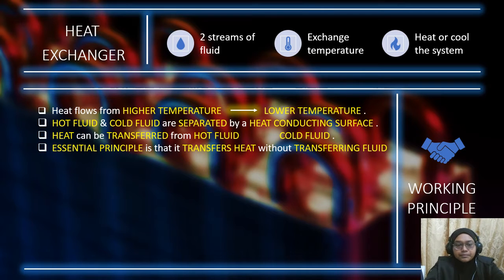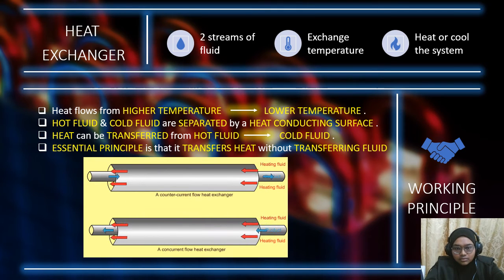Therefore, the hot fluid and cold fluid are separated by a heat conducting surface such as metal, but it can still transfer the heat from the hot fluid to the cold fluid. The essential principle is that a heat exchanger transfers heat without transferring the fluid that it carries.